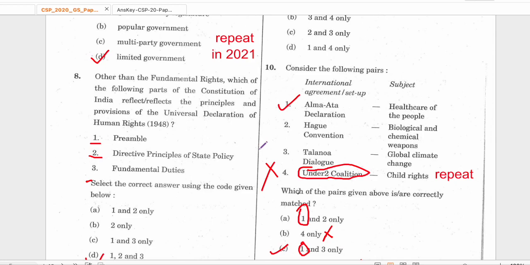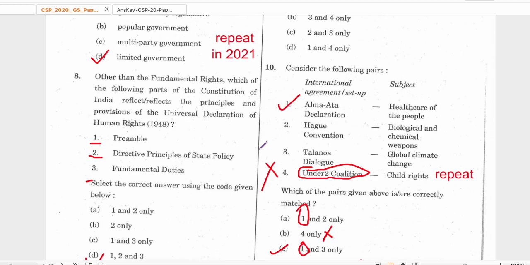Question number 8. There is a straight logic here. Other than the fundamental rights, which of the following parts of the Constitution of India reflects the principles and provisions of the Universal Declaration of Human Rights? See, the Universal Declaration of Human Rights encompasses almost everything. Now, when it says it includes fundamental rights, the preamble also reflects the values of fundamental rights. So preamble is right.